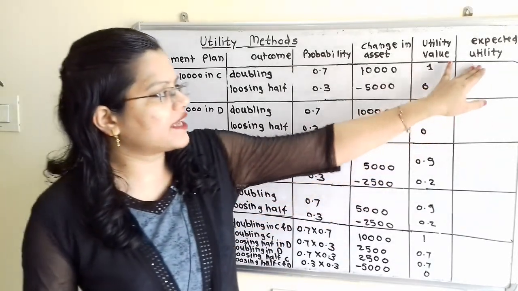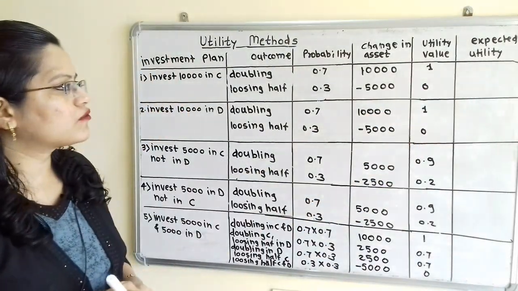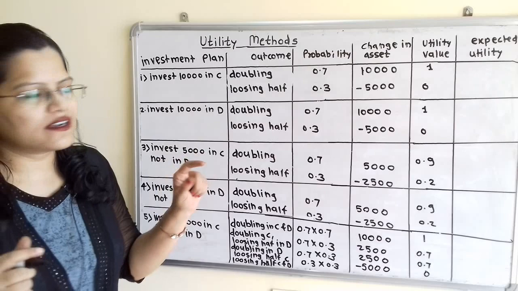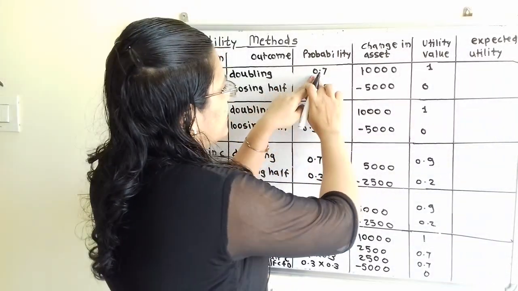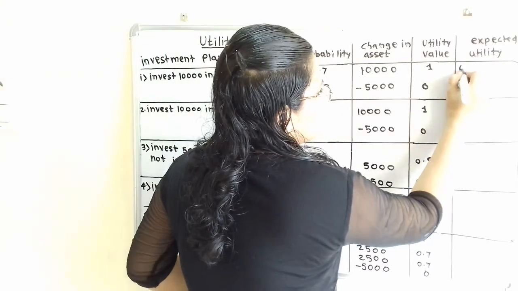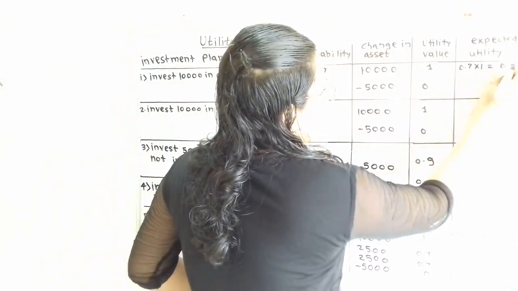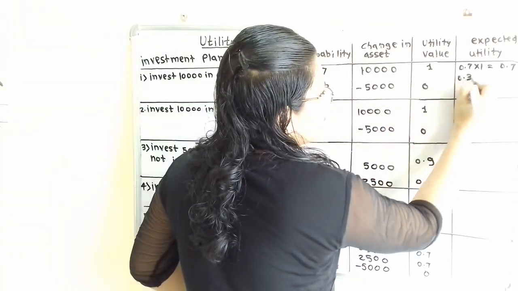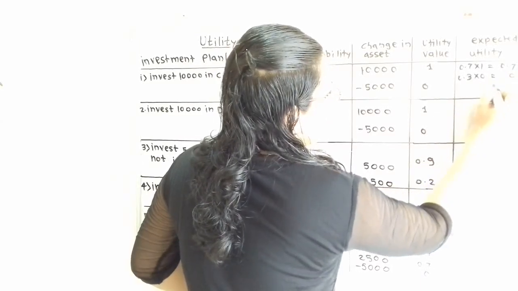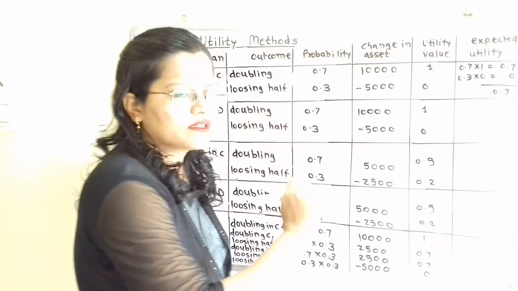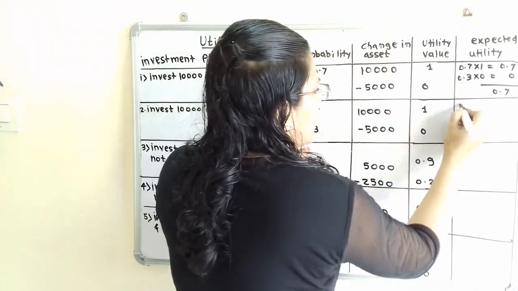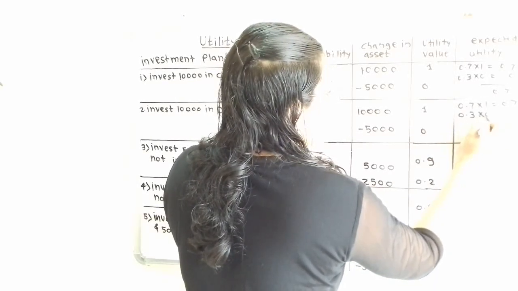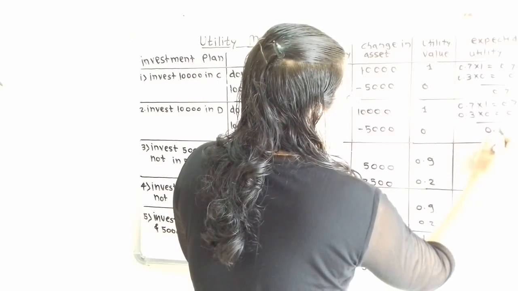Now we will calculate here the expected utility. Now how to calculate here? Utility value multiplied by probability. So for this first alternative, we will calculate 0.7 into 1, that is equal to 0.7. And here for the second possibility, 0.3 into 0, that is equal to 0. So here this total will become 0.7. Now in the same way, 0.7 into 1, that is equal to 0.7, and 0.3 into 0, that is equal to 0. So here also total 0.7.